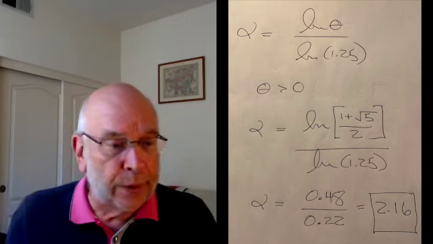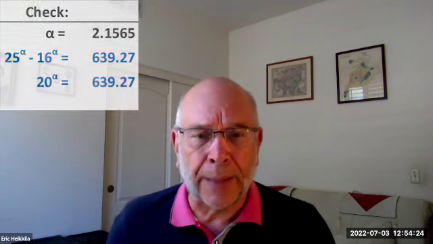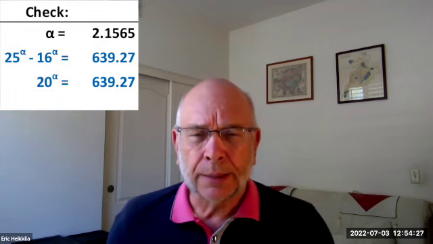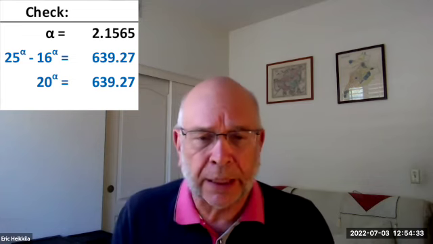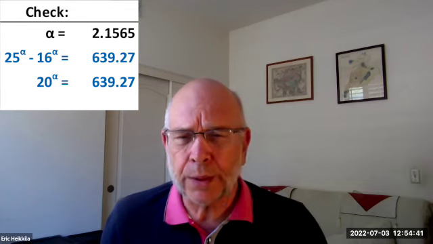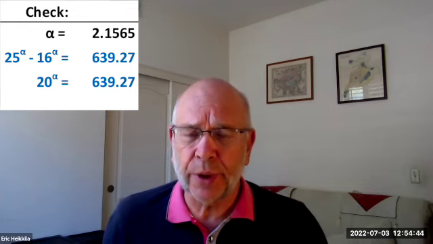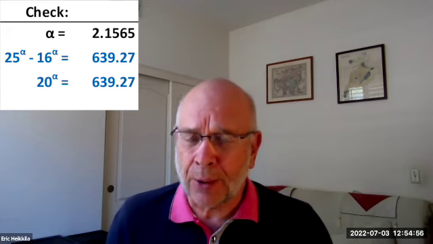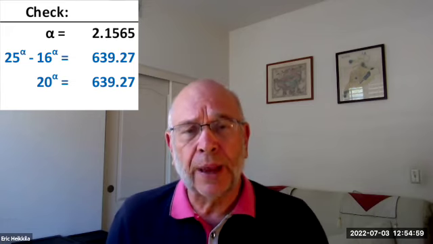Hooray, we've done it. The only thing remaining is to check and make sure that what we've done is correct. So let's hop back onto our spreadsheet. I'm expressing alpha here to more digits; it goes on for many, many digits. What we get on the left-hand side of that original equation, when alpha is equal to this value, is 639.27, which is equal to 20 raised to that same power. And there we have it, QED.